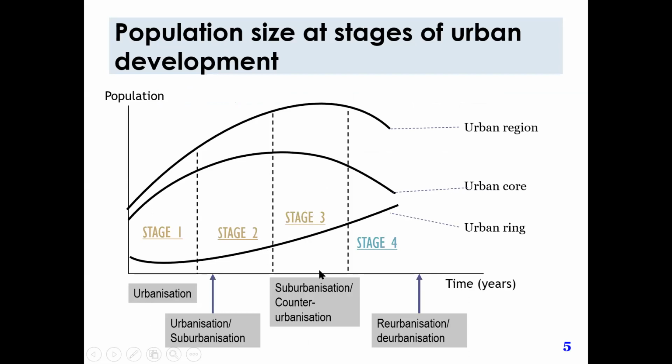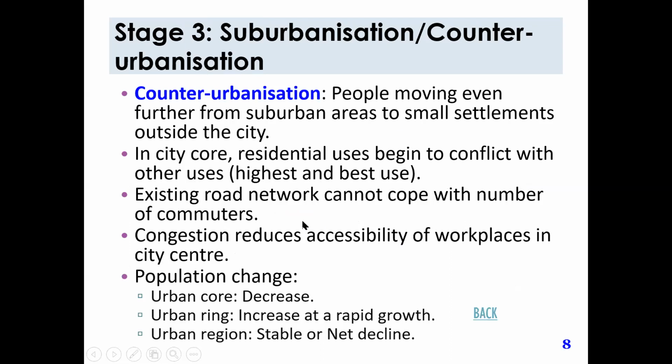Stage 3. Stage 3 is suburbanization proper. This one is when suburbanization is stronger than urbanization, and when you need to have counter urbanization. Okay, stage 3, counter urbanization: people moving even further from suburban areas to smaller settlements outside the city. Because now even the suburban areas become crowded, become more like the congested city center, they want better living conditions. They move to small settlements outside the city. This is what's happening now in the Klang Valley area.